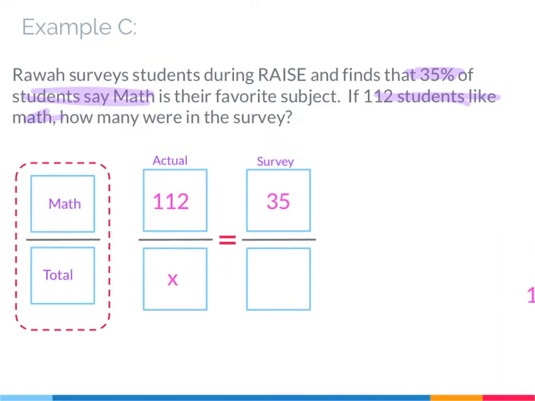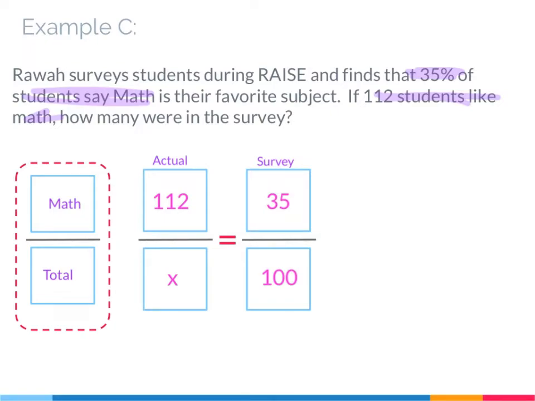Well, since we know that we have 35% of students say math, we know that 35% is out of a total of 100%, because every time that you have a percentage, it's out of 100%. So 35% out of 100% gives us our 4th number to our proportion. Now that we've set up our proportion, we're ready to solve.